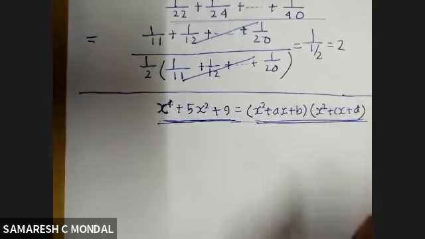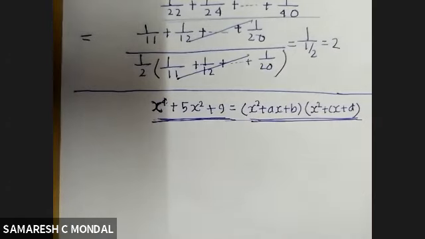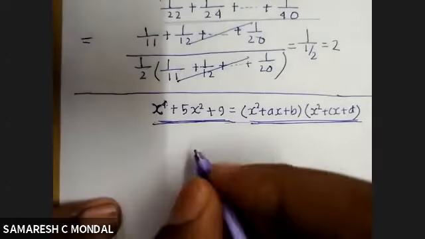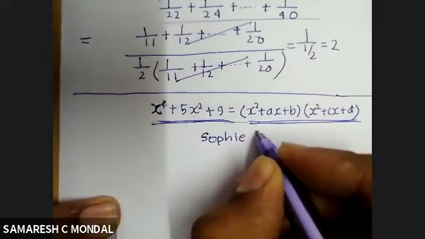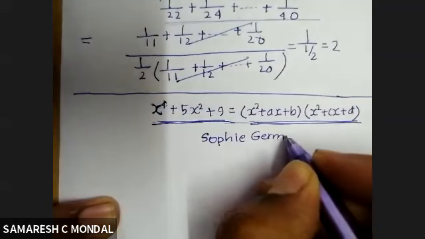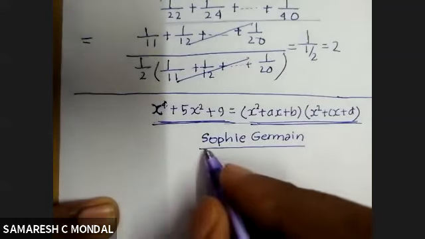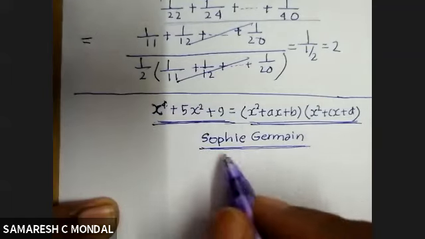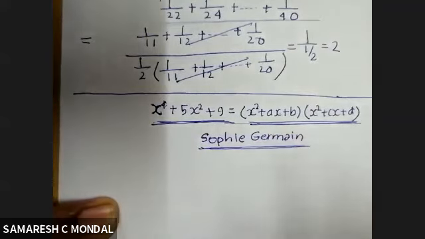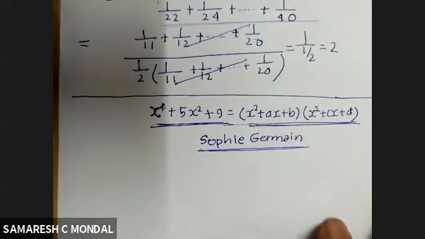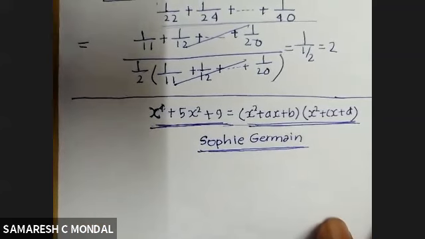Someone recalls this kind of particular factorization is called Sophie Germain. This is a mathematician named Sophie Germain, and she was a lady. She discovered this kind of factorization long back. So the name of this factorization or identity is called Sophie Germain identity.